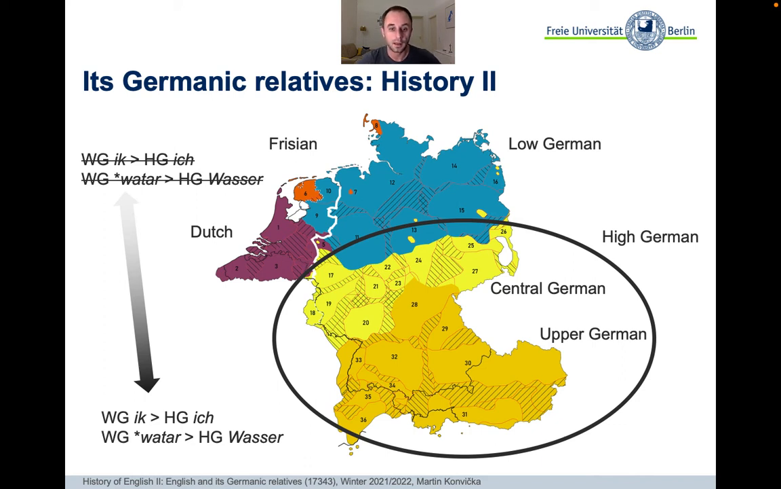So there are some varieties, for example, those Upper German varieties spoken in Switzerland, which were affected, for example, by the development of the affricates from k to kx. This is something very typical for the Swiss varieties, but not for other varieties of Upper German.